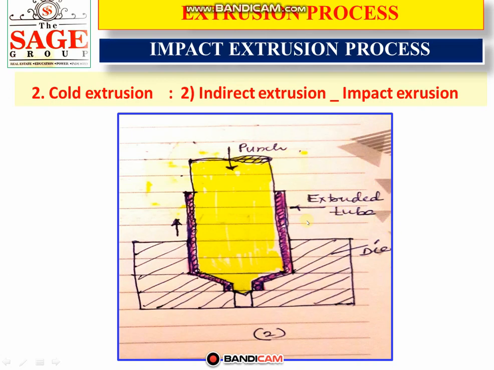This process is used to make thin-walled tubes of low flow strength materials like tin, lead, aluminium, etc. The end of the tube will take the shape of the die cavity, and the wall thickness of the tube is equal to the clearance between the punch and the die.